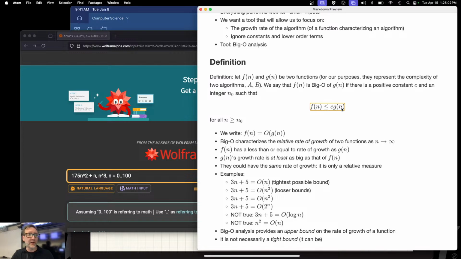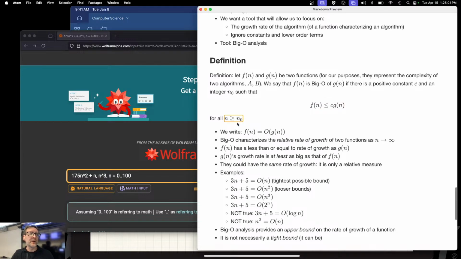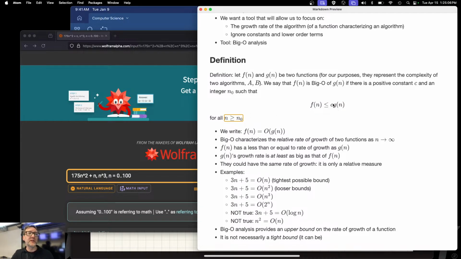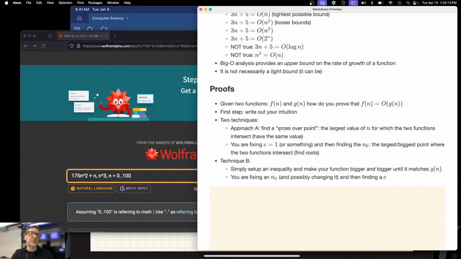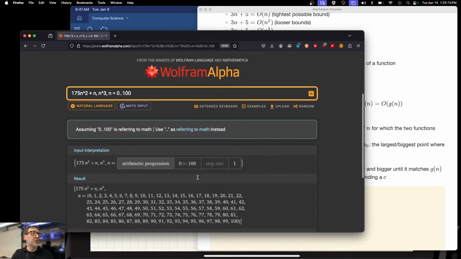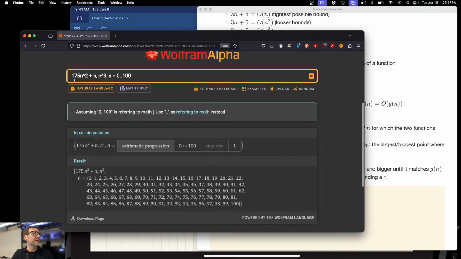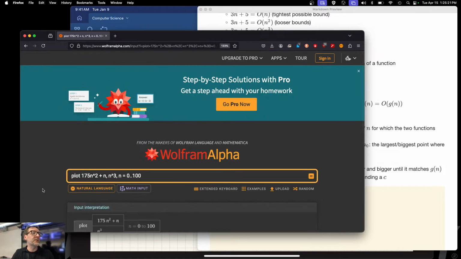by c of g of n for all n greater than or equal to n naught, and then you're finding this n naught. So you fix c to be 1, which means f is less than or equal to g after that certain point. That means you're finding those crossover points, right? And if you were to plot this, these are the two that we were playing with last time, plot 175 n squared plus n, and then n cubed, right?